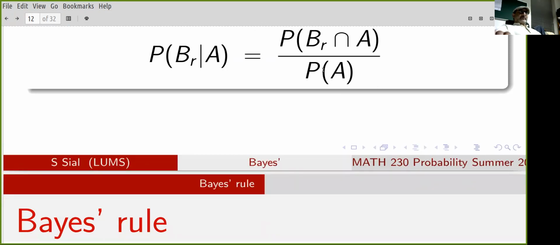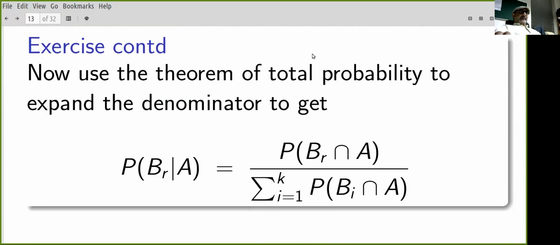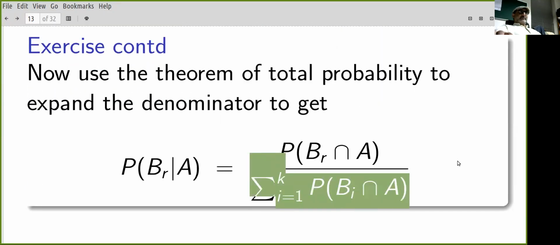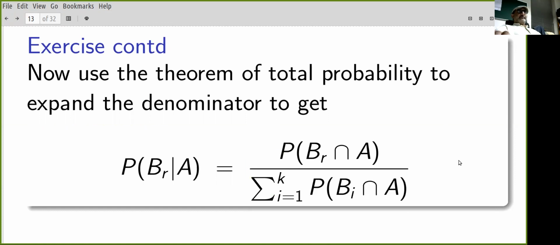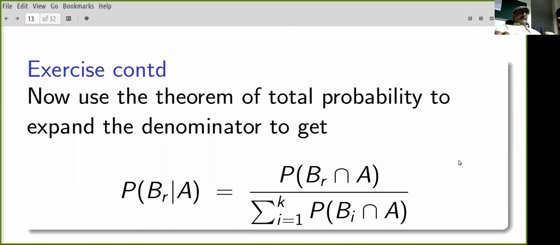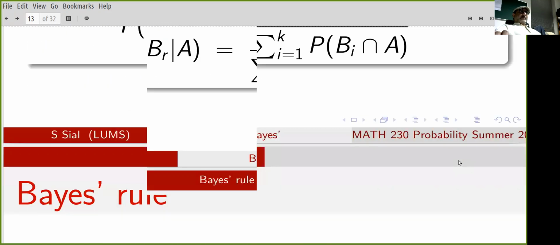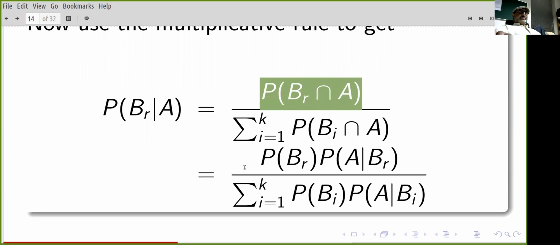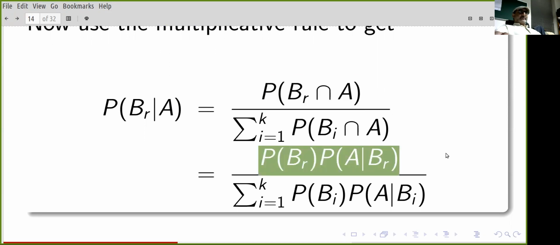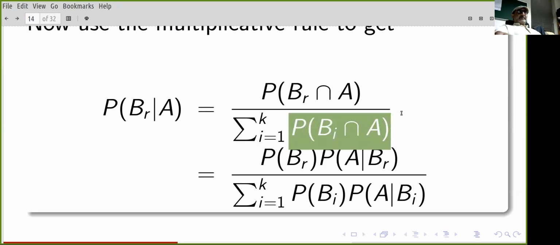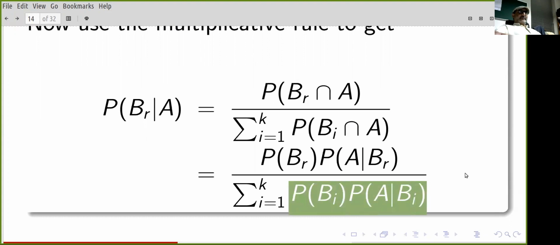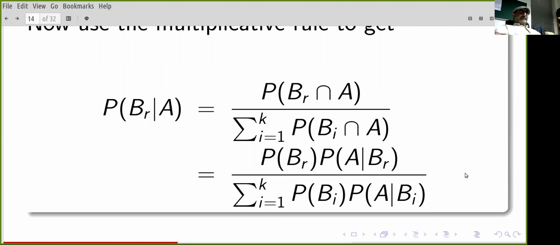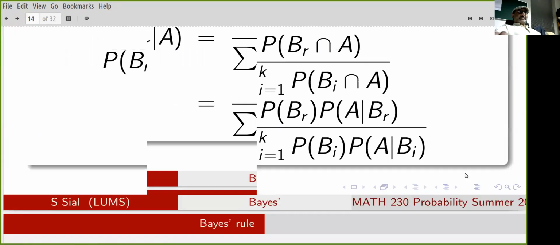Now recall the law of total probability. Because the Bi are a partition of S, the probability of A can be replaced by the summation i equals 1 to k of the probability of Bi intersection A. That's the law of total probability. Now, if we use the multiplication rule, we can replace the probability of Br intersection A by the probability of Br times the probability of A given Br. And we can replace the probability of Bi intersection A by the probability of Bi times the probability of A given Bi. So that's basically Bayes' rule.